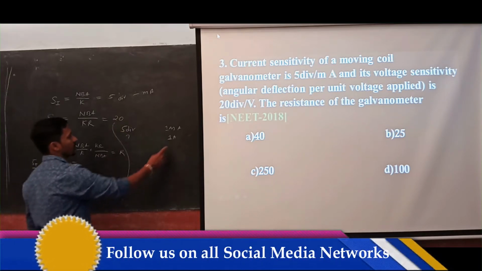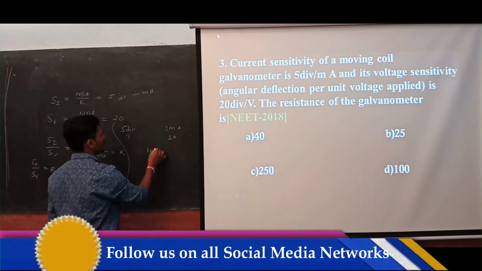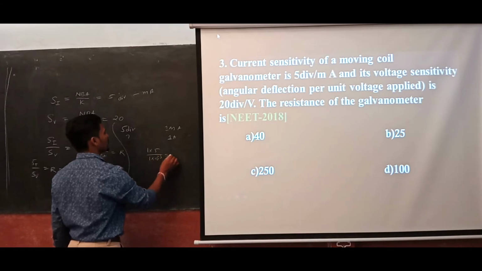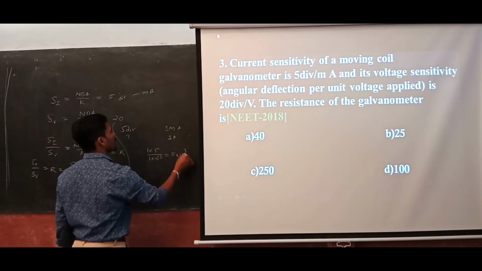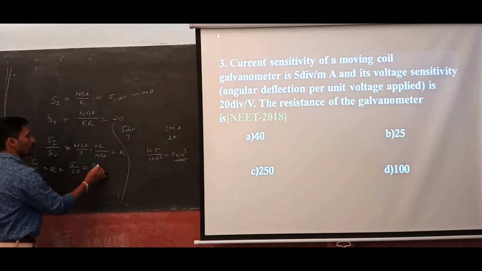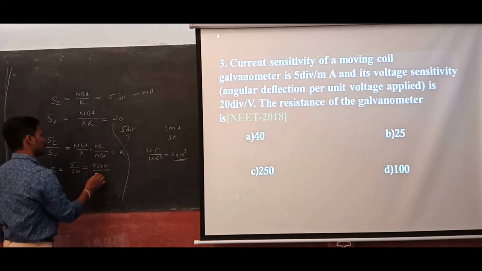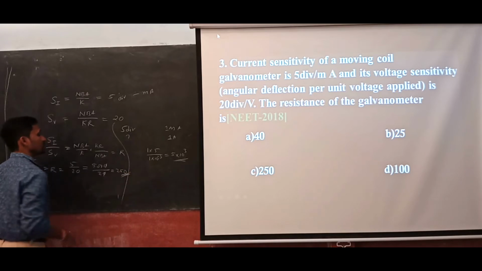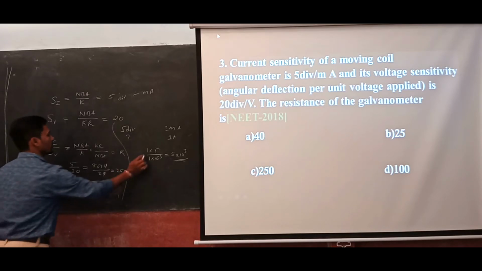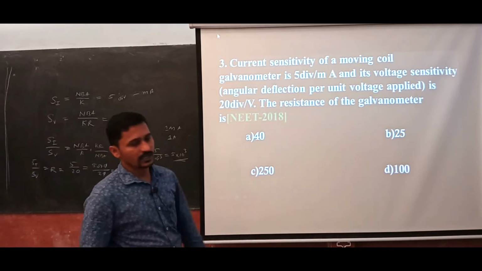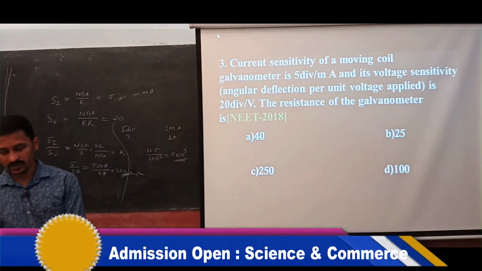For 1 ampere, how much is it? That is nothing but 1 into 5 divided by 1 into 10 to the power minus 3, which becomes 5 into 10 to the power 3, okay. So for 1 ampere, which is equal to 5000 divisions, divided by 20, you are going to get 250 ohm, 250 ohm, okay. So the resistance of the galvanometer is 250 ohm.